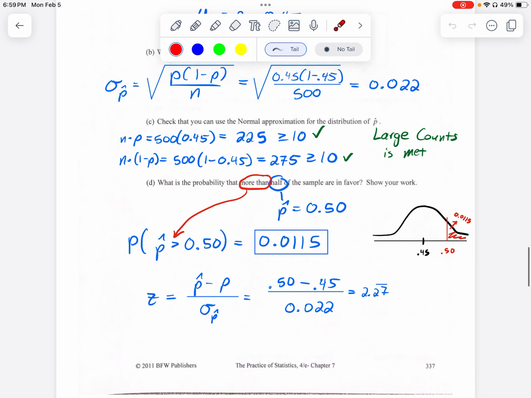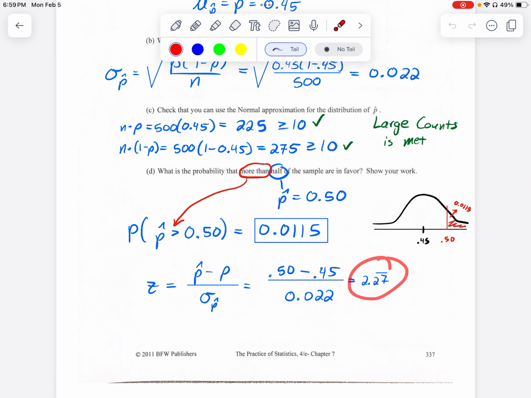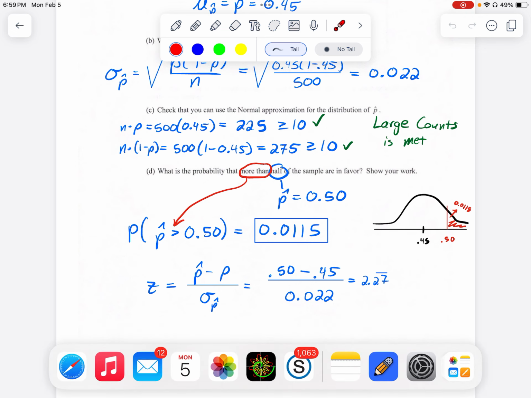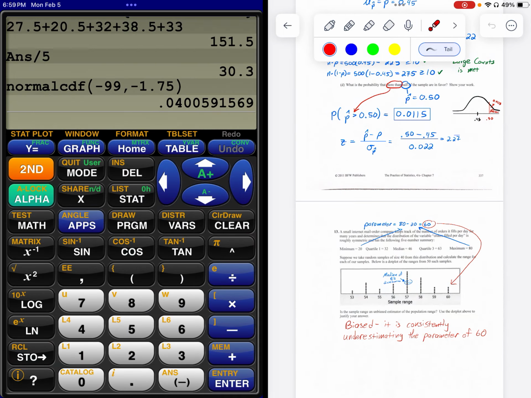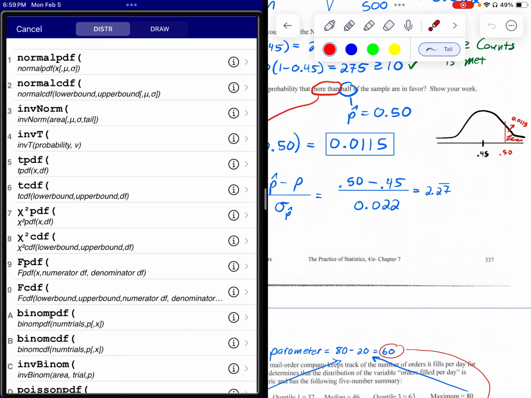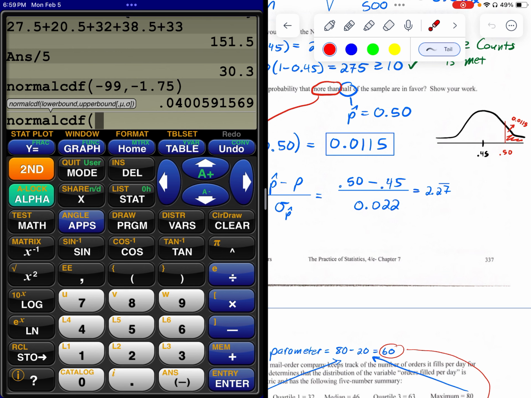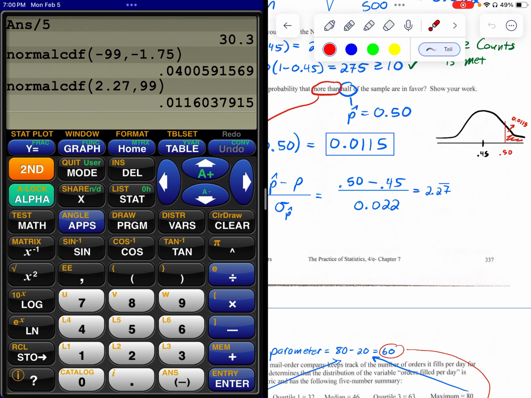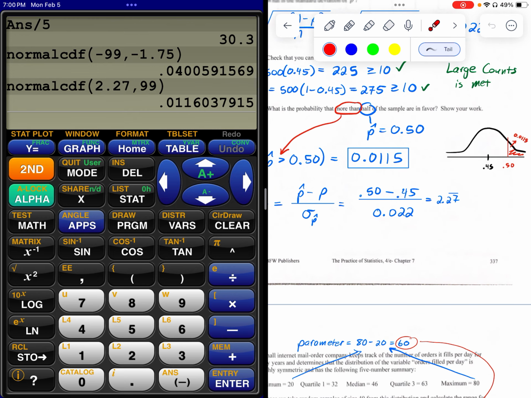Okay. And then here's your z-score, folks. And you can do normal CDF just like I did last time, except this time the z-score of 2.27 is the lower and the 99 is the upper. So that's where I got my percentage right here of 0.0115. So very unlikely. About 1% of the time this will happen.